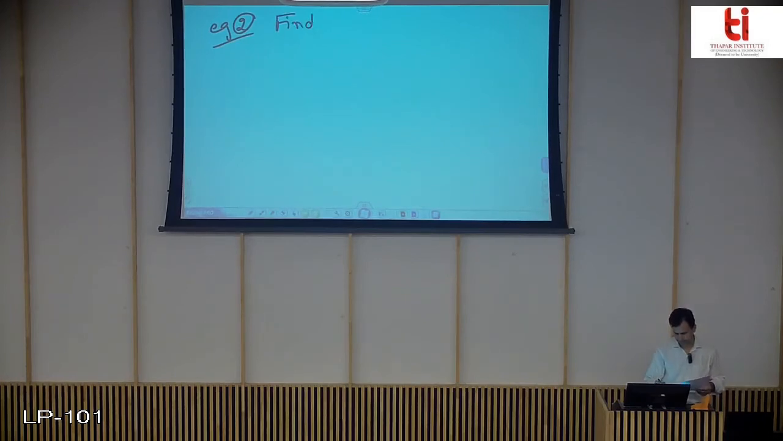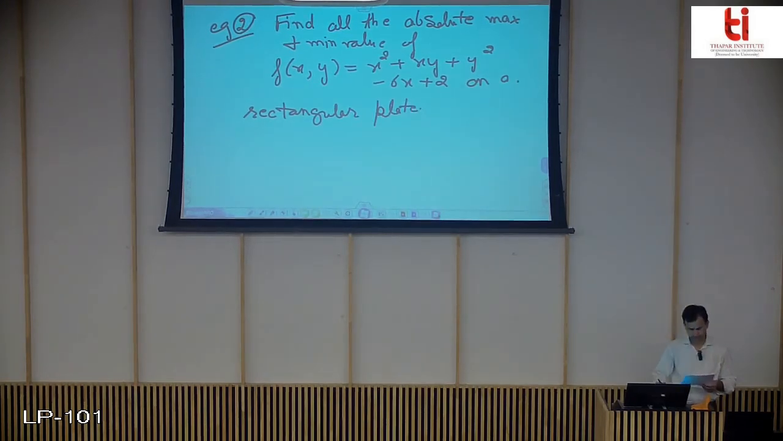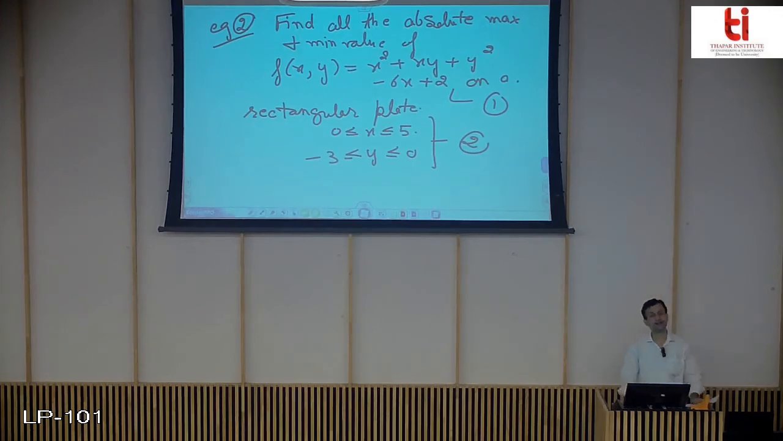Find all the absolute maxima and minimum values of f(x,y) = x² + xy + y² − 6x + 2 on a rectangular plate. You can see here the rectangular plate is given: 0 ≤ x ≤ 5, −3 ≤ y ≤ 0. So this is a surface. These are the dimensions of the region in the xy plane.